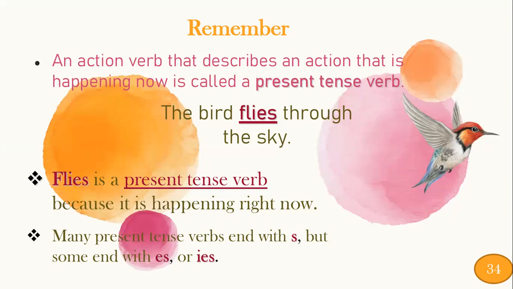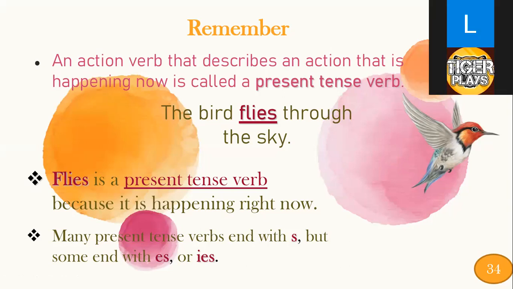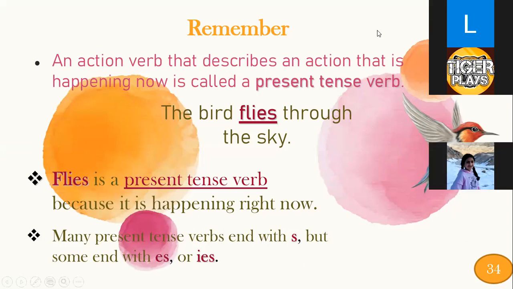Okay, I want just one student. Okay, Malak, do you remember when the verb takes IES? When there is a Y at the end. Okay, only Y. Whenever it has Y.